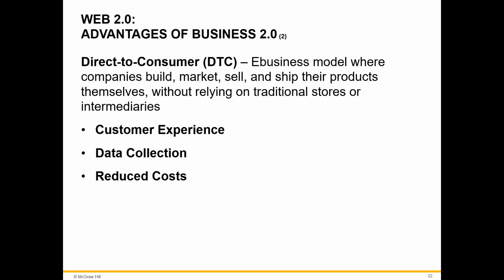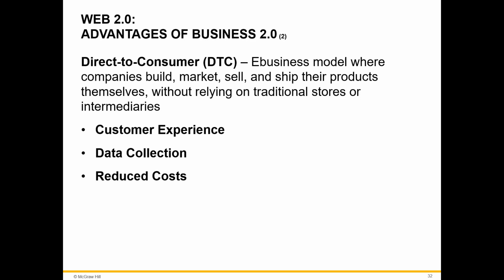Direct-to-consumer (DTC) is an e-business model where companies build, market, sell, and ship their products themselves without relying on traditional stores or intermediaries. Companies like Nike and Under Armour were among the first that launched DTC and hence achieved remarkable success. There are three main drivers of the DTC sales channels: customer experience, data collection, and reduced cost.